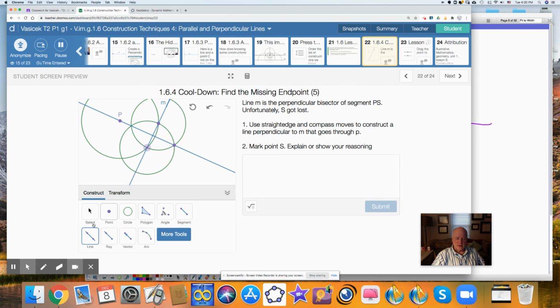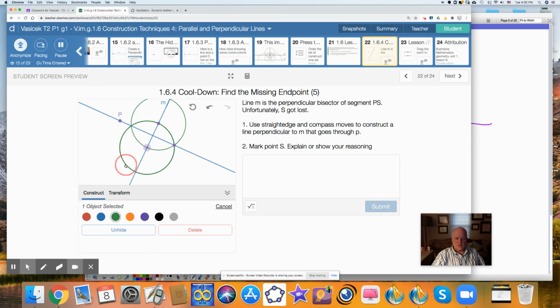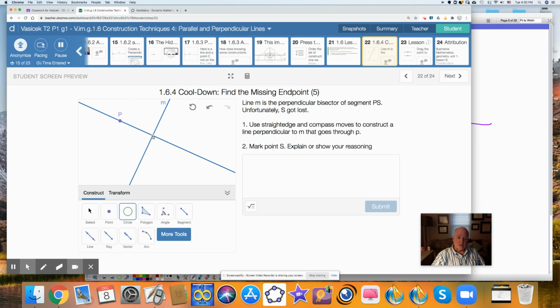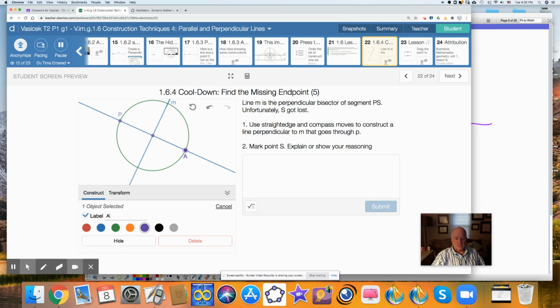It's perpendicular to P. Now I'm going to hide these so that you can see what I'm looking at here, because I don't want you to get confused. I have this line that's perpendicular. That's what we constructed. And so far, this point is not the same distance on either side. I need a point that line M is going to be the perpendicular bisector of. So I'm going to construct a circle with this intersection being my center. And now I have a second point, which is the same distance away. And I can label this point, point S, which is what we were asked to do in this activity.